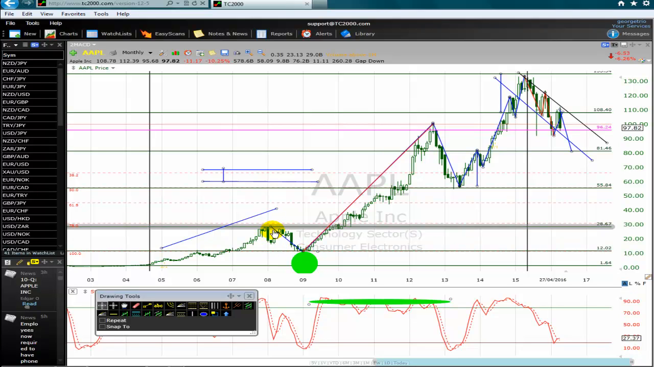So we may say this is deeper, but it's not, because if you measure the distance from the top of the first wave and the low of the second wave, it's just this.